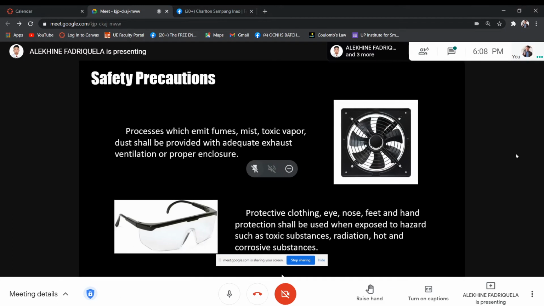Safety precautions. Processes which emit fumes, mist, toxic vapor, dust shall be provided with adequate exhaust, ventilation, or proper enclosure. And protective clothing, eye, nose, feet, and hand protection shall be used when exposed to hazards such as toxic substances, radiation, hot and corrosive substance.